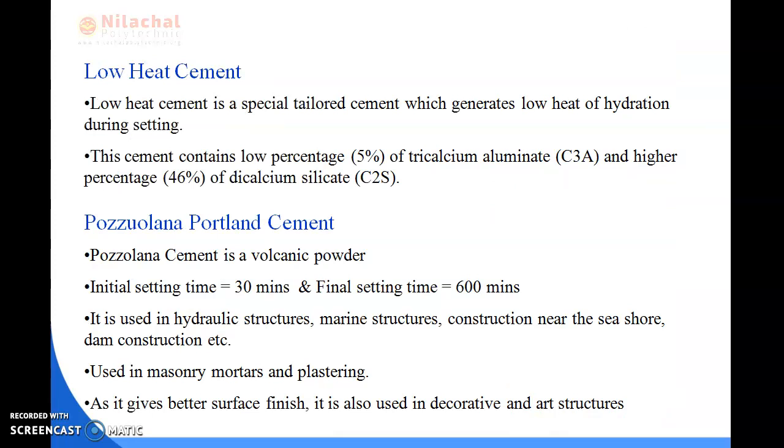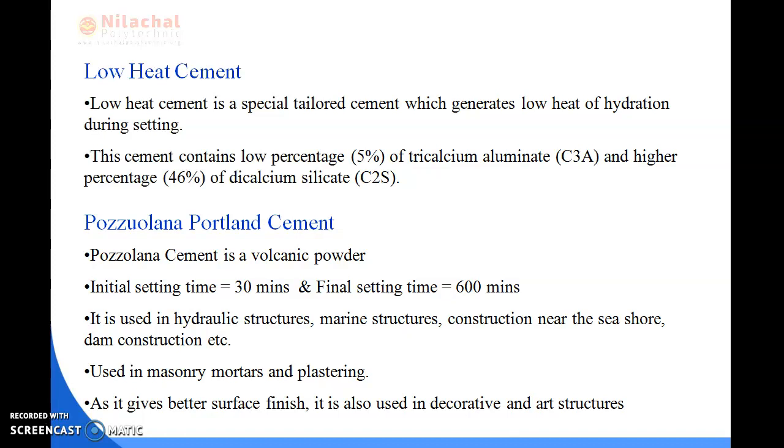Next is low heat cement. Low heat cement is a cement which generates low heat of hydration during setting time. When you add water to the cement, it gives low heat of hydration, and this cement contains a low percentage, 5%, of tricalcium aluminate and a higher percentage, 46%, of dicalcium silicate.